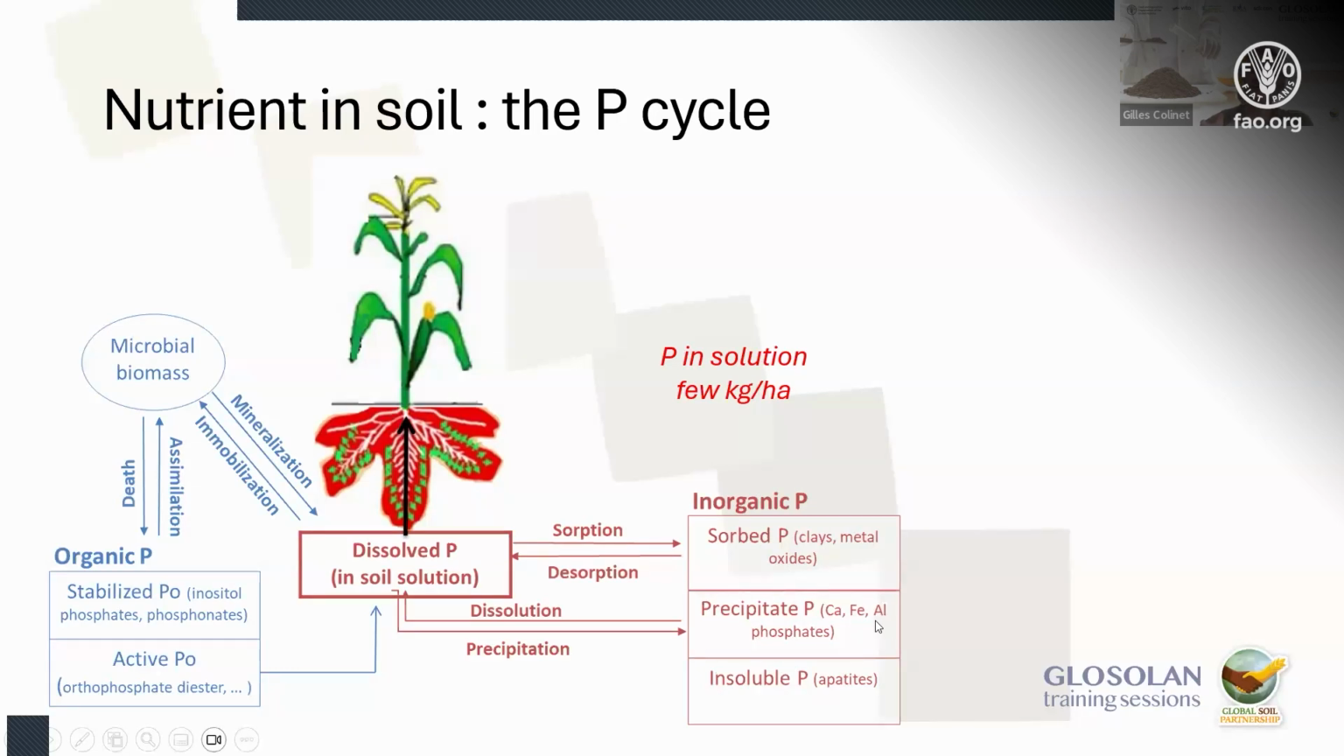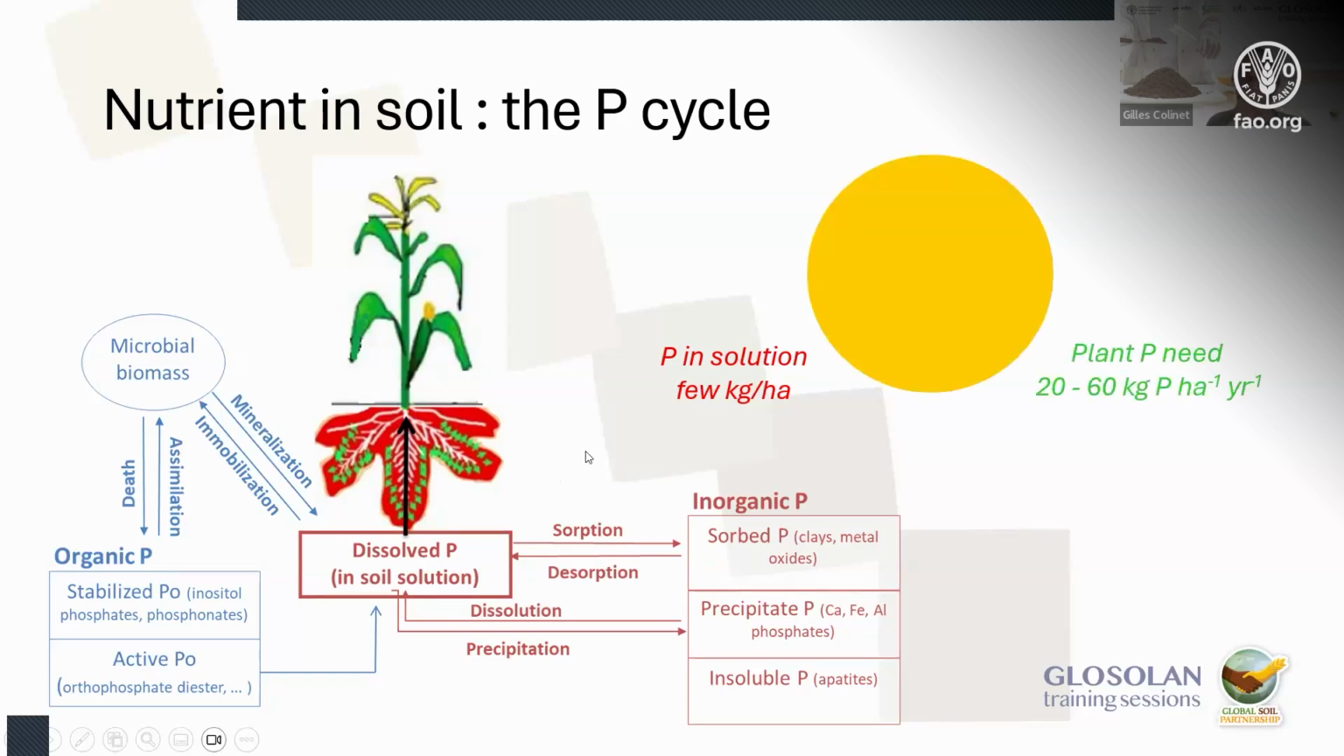Some forms of phosphorus are linked to calcium, iron, aluminium phosphate. So these phosphates are precipitated and can be mobilized by the soil solution with the processes of dissolution. And then you have weakly bound phosphorus, which is called salt phosphorus, on the clays and metal oxides. And it's the processes of sorption and desorption that control the quantity in the dissolved soil solution.